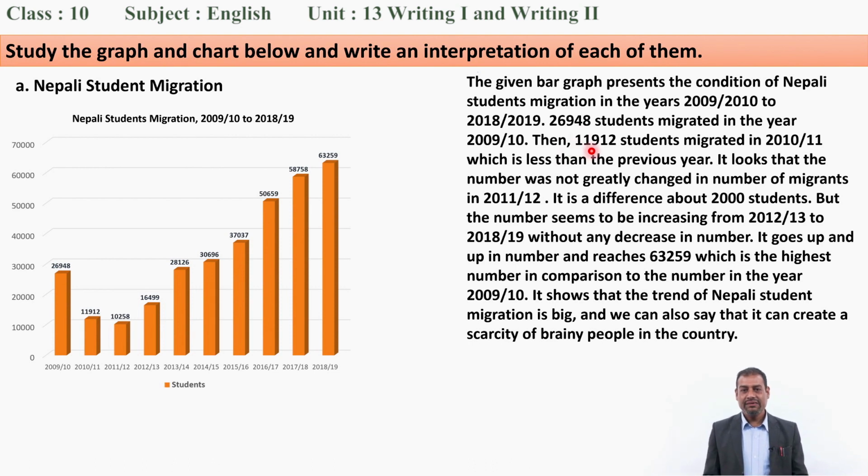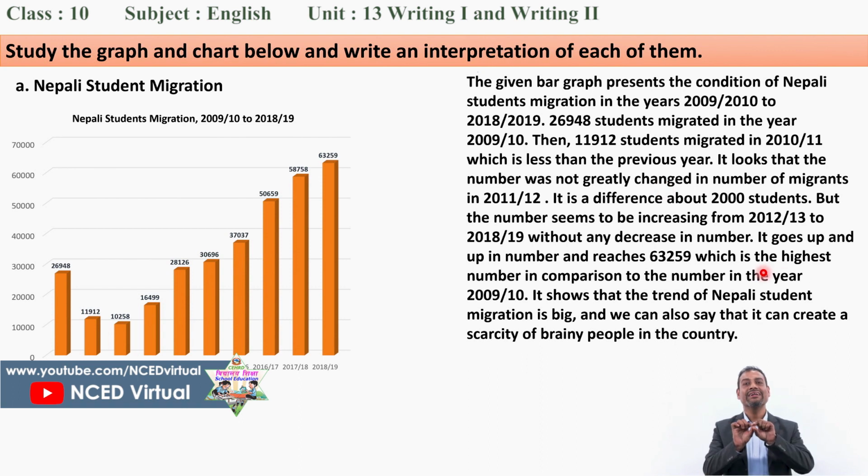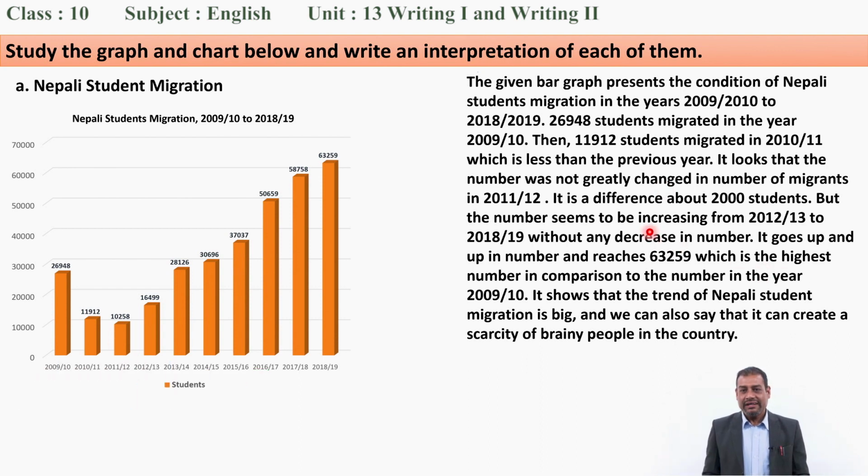Now then, 11,912 students migrated in 2010 and 11. So if you see this bar again, okay, this represents 2010 and 11, and you can see the data here. So the data shows that 11,912. Okay, so whatever we have seen, same thing is written here. So the data are given here and we have written in language form. Okay, then migrated in 2010 and 11, which is less than the previous year.